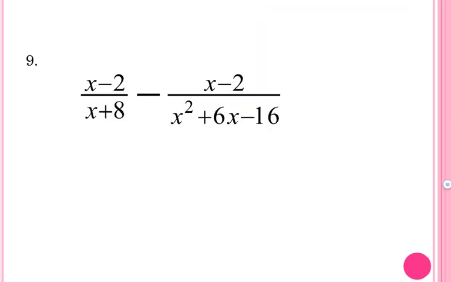Okay, on number 9, I want you to pause the video and I want you to make an attempt to do this problem and simplify it on your own, and then press play and come back and see if you did it right.